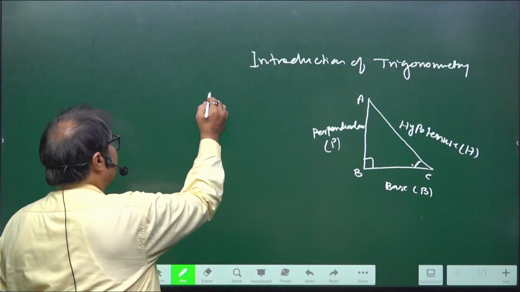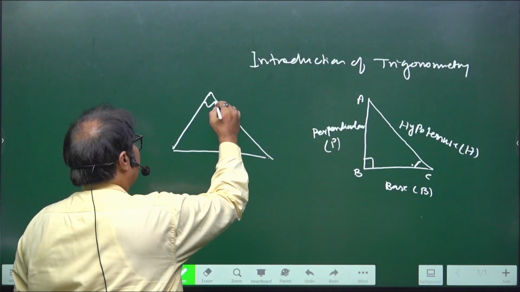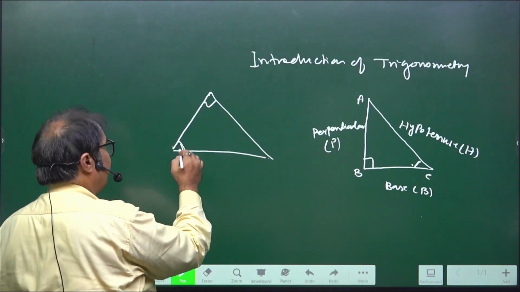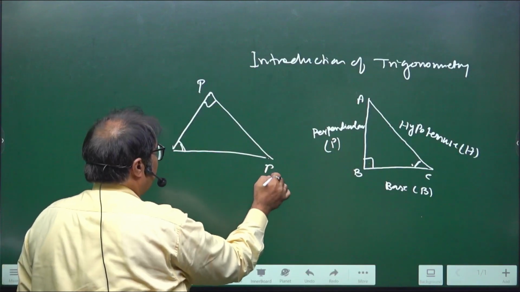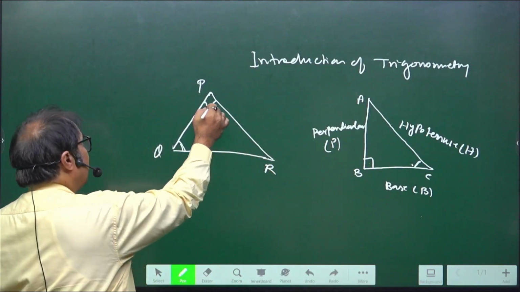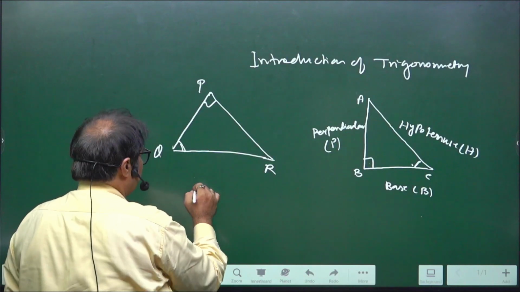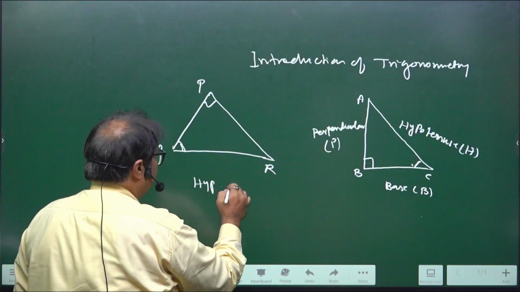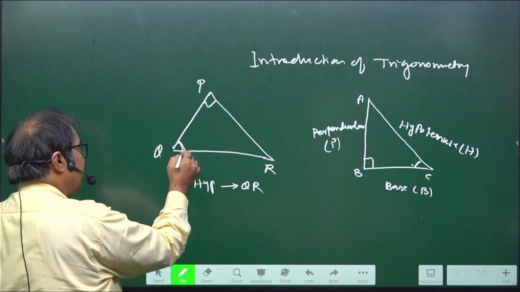Suppose now the triangle is like this. Okay, now this angle is right angle and this is the given angle. So here I am writing the name PQR. So the side opposite to right angle is hypotenuse, right? So hypotenuse will be QR. And suppose this is the angle given.